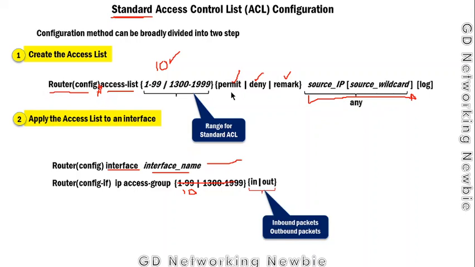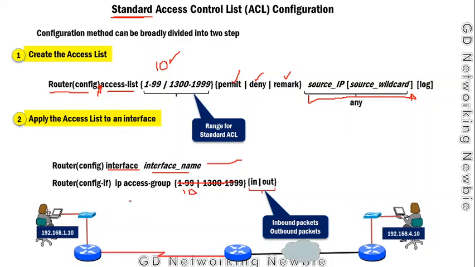We also mention whether we want to apply this access control list to inbound or outbound packets. Inbound means when the packet is being received at some interface, we make the decision at that point. Outbound means we make the decision when the packet is going to exit from the interface. We can mention this as per our requirements.